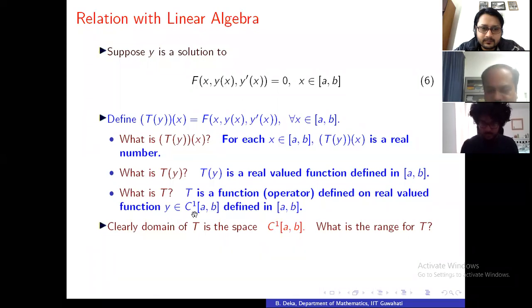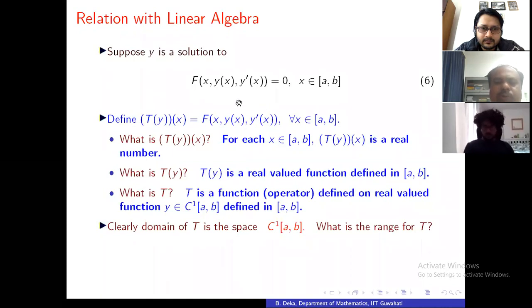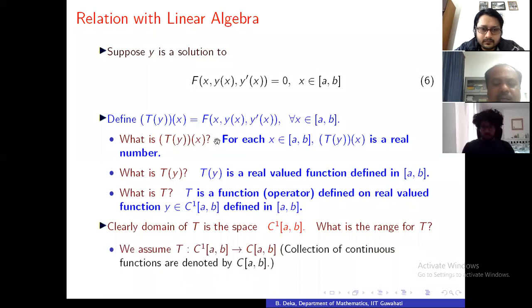But what is the range? Naturally, if you see this Ty(x), if you treat Ty as a function, it must be well defined for all x. That means you expect this expression to be well defined for each x. So naturally, we expect that whatever outcome comes for Ty(x) as a function, one can expect it to be a continuous function.